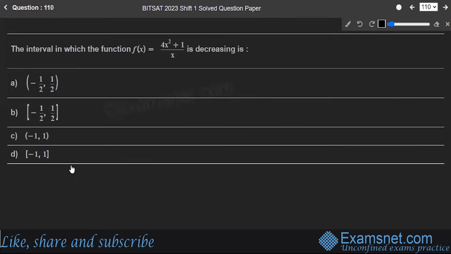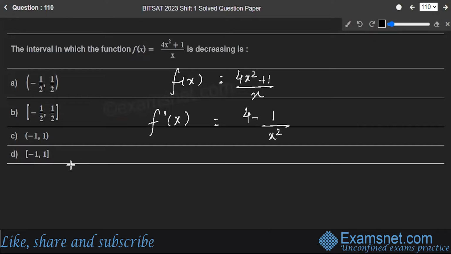Hope you understood this. Next is question number 110. The interval in which this function is decreasing: you have the function 4x squared plus 1 upon x. Let's differentiate both sides. So you have 4 minus 1 upon x squared.